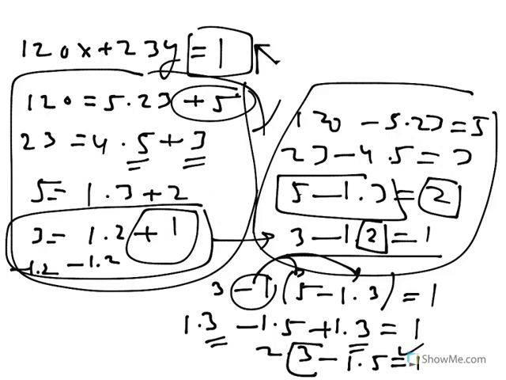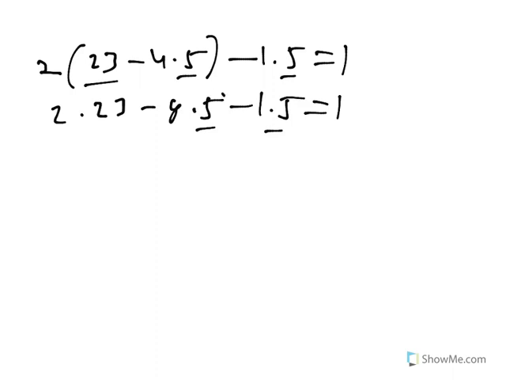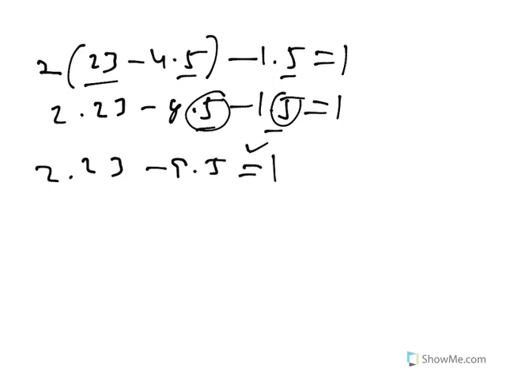Now I'm going to take this 3 here and replace it. Since there's a 3 over here on the right, I'm going to replace it with this expression. It's going to become 2 times 23 minus 4 times 5 minus 1 times 5 equals 1. Distribute the 2 through, but leave the 23's and the 5's almost like they're variables, so it just stays as 2 times 23 minus 8 times 5 minus 1 times 5 equals 1. See, there's minus 8, there's a bunch of 5's that can get combined, so 2 times 23 minus 9 times 5 equals 1. And you can just check that. 46 minus 45 is 1.